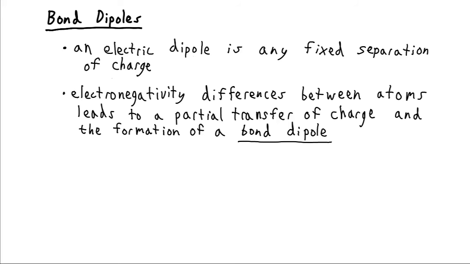Well, with our polar bonds and our ionic bonds, we have a transfer of charge because those electrons move and spend a little bit more time next to one atom versus another. And so we wind up with a partial positive charge on one atom and partial negative charge on the other atom, and they're a fixed distance from each other because of the chemical bond between them.